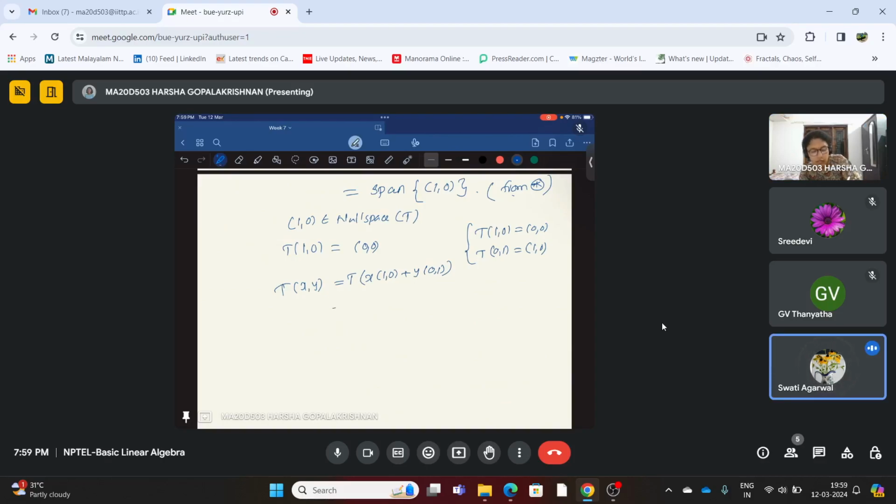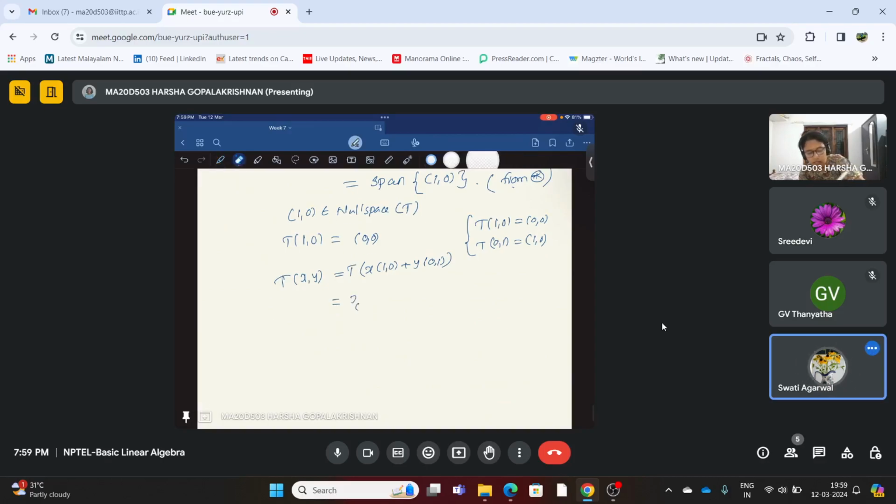x times T of (1, 0), that is (0, 0), plus y times (1, 0). That is x times (0, 0) plus y times (1, 0). So it will be (y, 0), right?